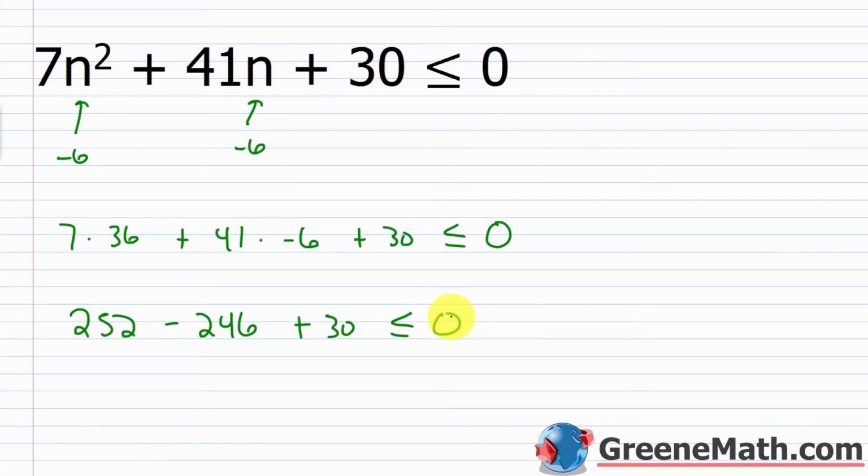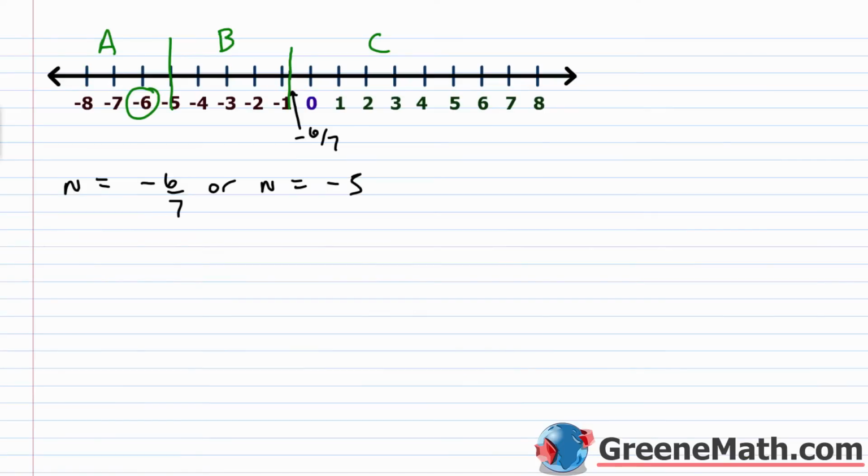So you can already see that this won't work out, right? This is going to end up being positive. But for the sake of completeness, 252 minus 246 is 6. 6 plus 30 is 36. So you get 36 is less than or equal to 0, which is false. So for region A, you can say this is false. So anything left of negative 5 will not work.